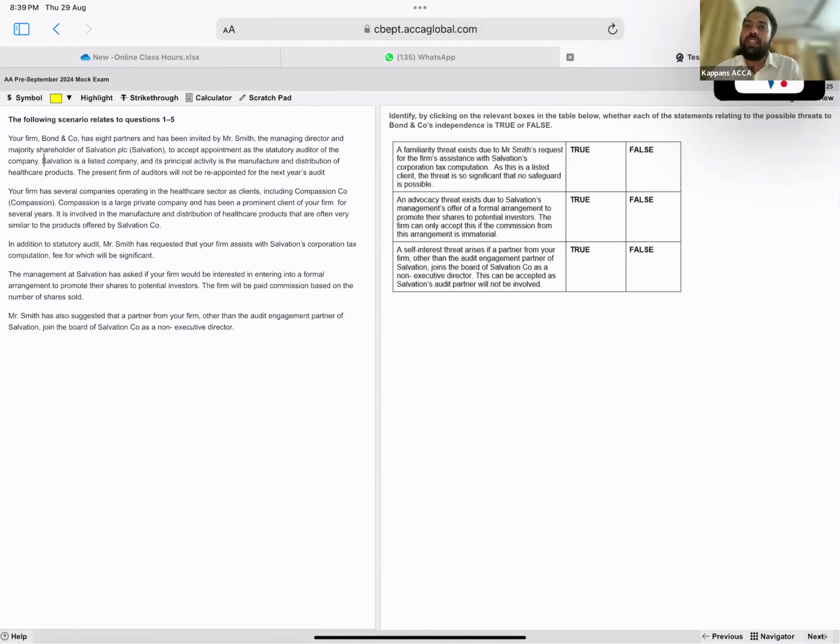The question very clearly has stated that Salvation is a listed company. It's very important to understand that particular terminology. Why? Because you might have learned in professional ethics, an external auditor of a listed company is prohibited from offering certain services to the listed company while being its auditor at the same time. First, an external auditor of a listed company cannot prepare accounting records or financial statements of the listed company. An auditor of a listed company cannot be involved in tax calculation of that listed company. So these services are prohibited for an external auditor to offer to a listed company while being its auditor at the same time.